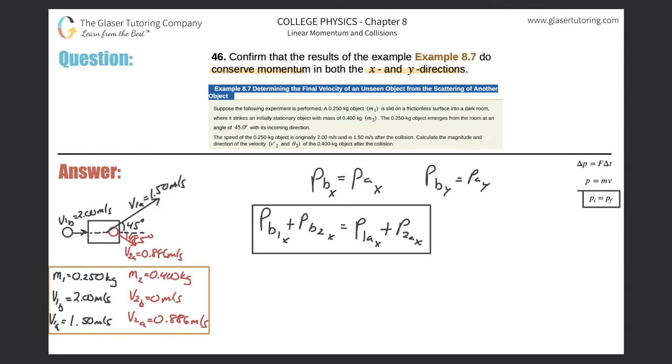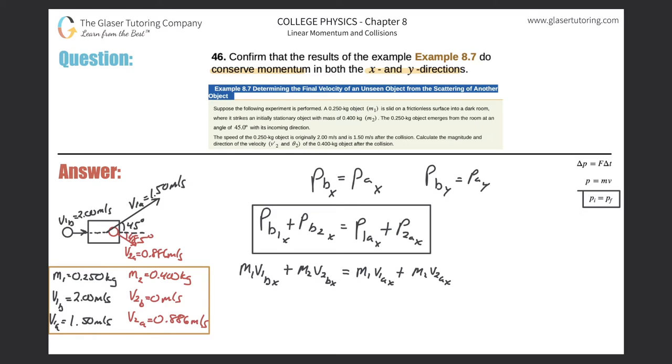So now let's analyze the X components of each of the vectors. Let's break these momentums down into M and Vs, because remember, momentum is equal to mass multiplied by velocity. So I could say the mass of the first ball multiplied by the velocity of that first ball before the collision in the X direction, plus the mass of the second ball multiplied by the velocity of the second ball before the collision in the X direction, should equal the mass of the first ball multiplied by the velocity of that first ball after the collision in the X frame, plus the mass of the second ball multiplied by the velocity of the second ball after the collision in the X frame.